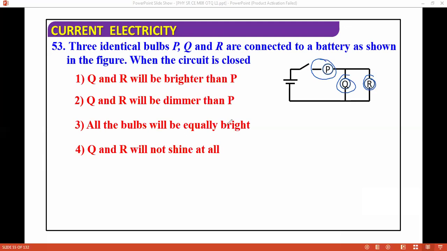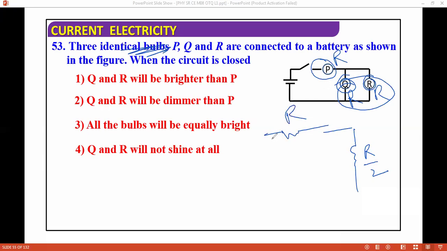So here P is connected. All the bulbs are identical, yes or no? So take care of all this. Suppose I'm taking capital R for understanding. This is capital R, this is capital R, this is capital R. Q and R are connected in parallel, so you can take the equivalent of this. This equivalent will become R by 2, but P is only R. This is not going to change. Again, this is connected to the battery. And the concept says what? This is capital R, this is R by 2, connected in series. So in series, you need to take care of what?